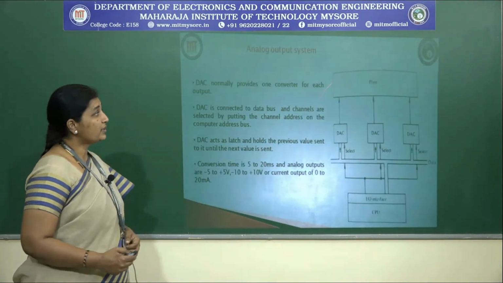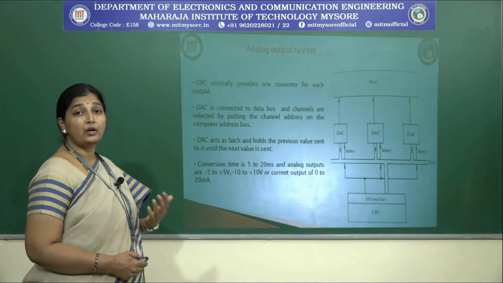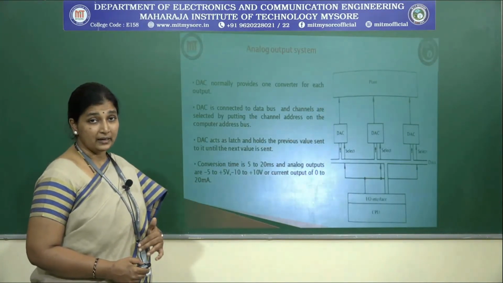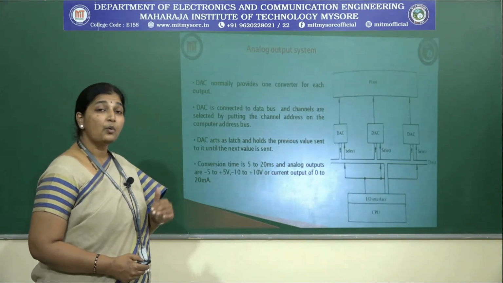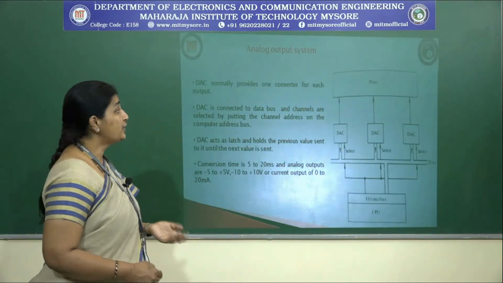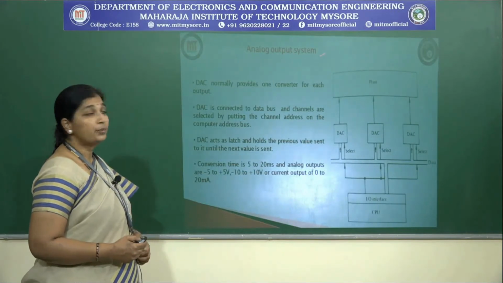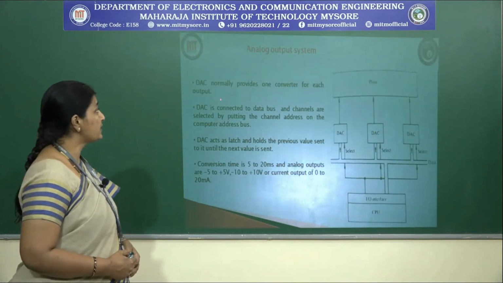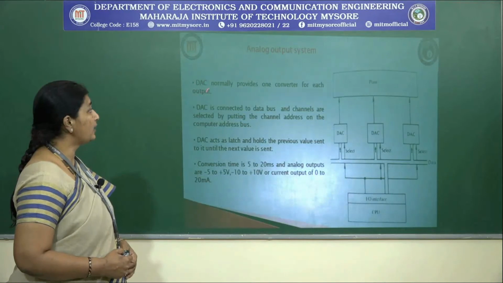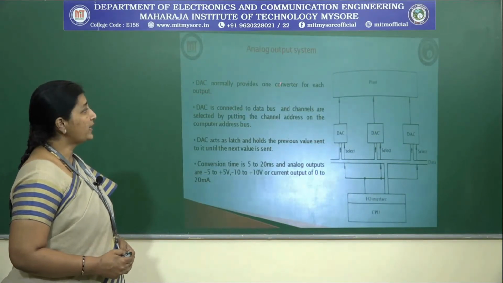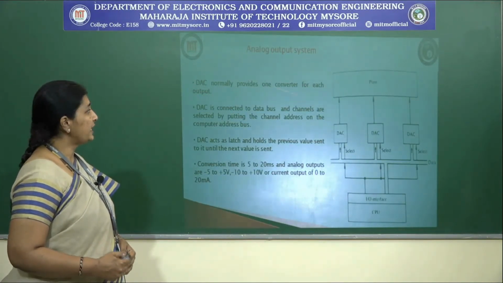So let us try to understand, once we have already got analog to digital conversion done at the CPU, now we need to know about digital to analog. So we have to study the analog output system. What is the analog output system? DAC, that is digital to analog conversion, normally provides one converter for each output.